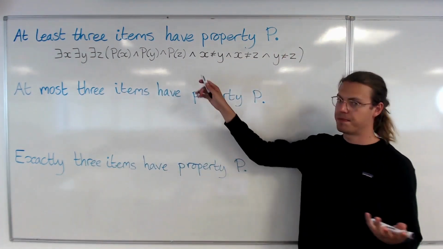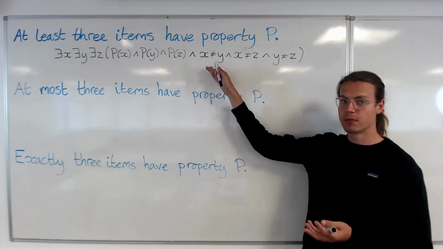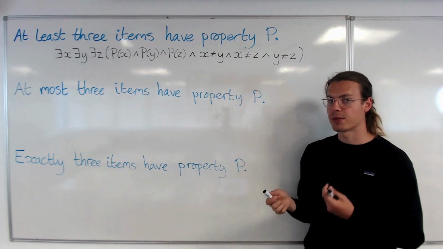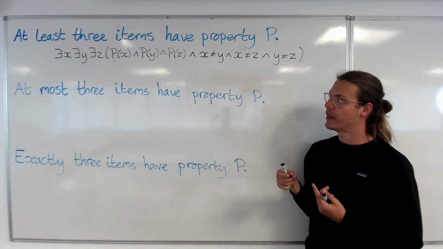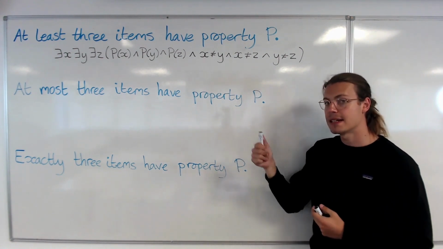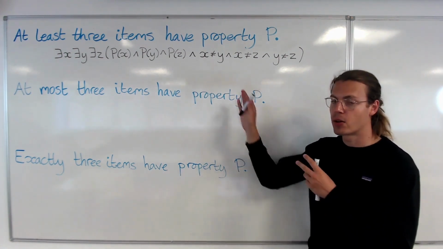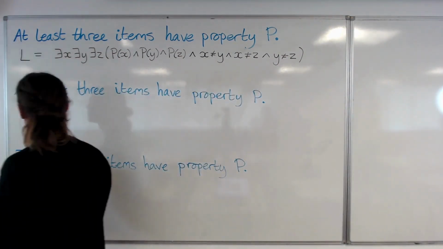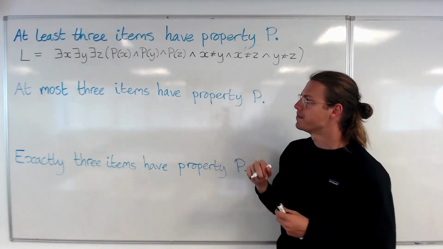So we can do that just by adding that x and y are not equal, they are different things, and x and z are not equal, and y and z are not equal. This now says that at least 3 items have property P. And I'm going to call this formula L. And you'll see in a moment why I'm giving this formula a name.